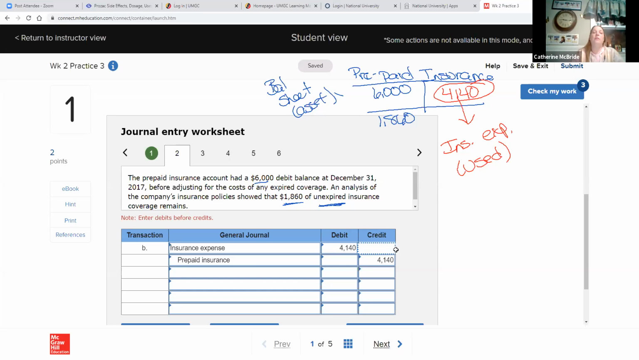So when we've done this journal entry, if you notice, you have an expense account and then you have a balance sheet account. When you're done with this, on our balance sheet, our prepaid insurance is going to be lower. That asset is going to be worth $1,860. And on our income statement, we will have recorded $4,140 of insurance expense. Are we good here? Yep.